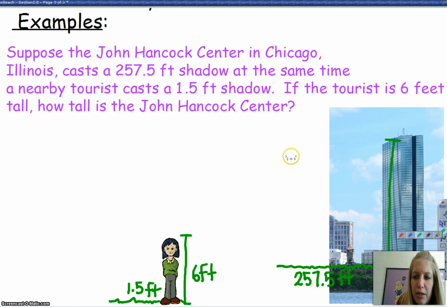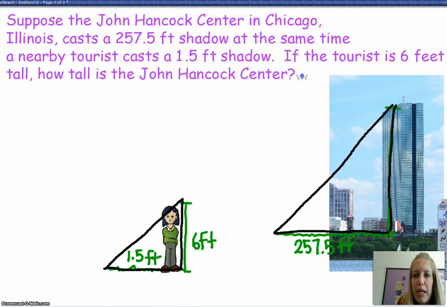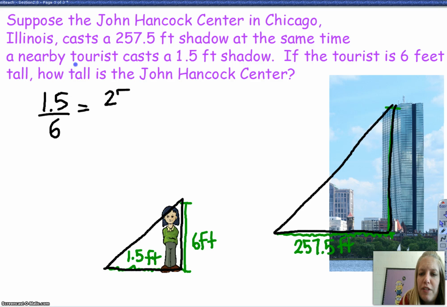Basically, you're making two triangles. Here's your triangle if you just do this. And we can do that because it's at the same time. It has the same degree of the sun coming down and hitting. So we have two similar triangles, and what we're going to do is set up a proportion. So we're going to write the shadow of the girl to her height, 1.5 to her height, which is 6. Equals the shadow of the building, because we did shadow to height, shadow of the building is 257.5, and we want to figure out the height of the building. Now there's many other proportions you could have done, that's just the one I happen to choose.